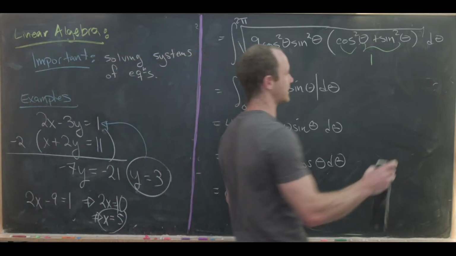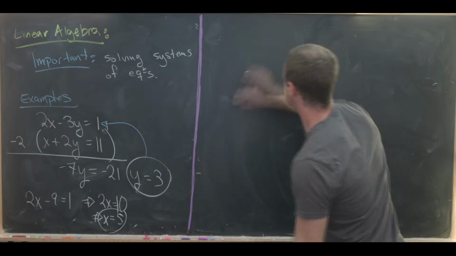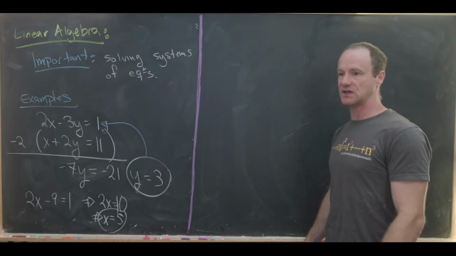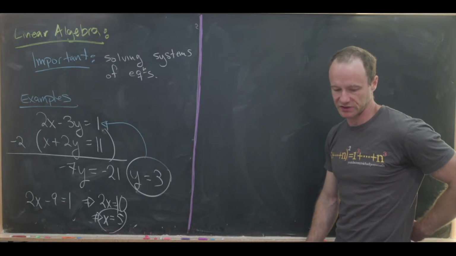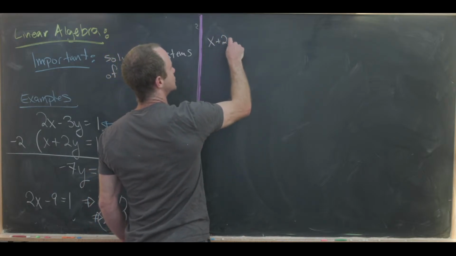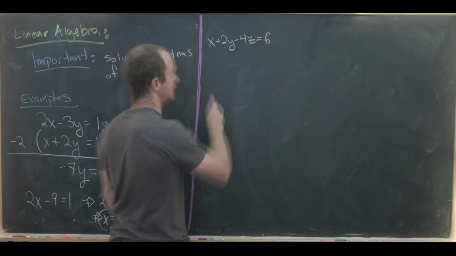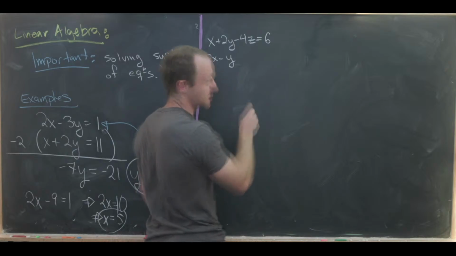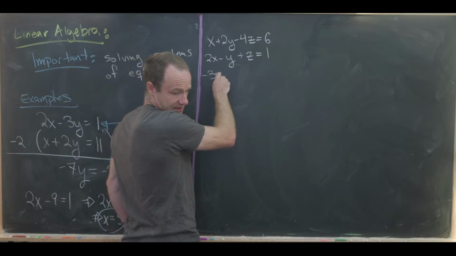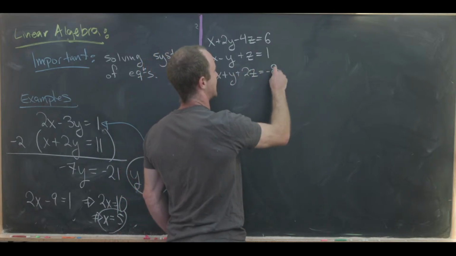So let's maybe do one with 3 equations and 3 unknowns. Maybe we'll do it with a matrix, based off the fact that probably you've seen matrix manipulation, like row reduction of a matrix to solve a system of equations beforehand. So let's say we have x plus 2y minus 4z equals 6, and then 2x minus y plus z equals 1, and then minus 3x plus y plus 2z equals minus 8.